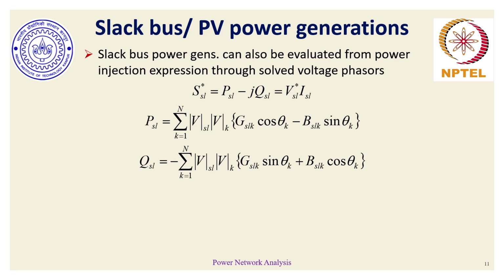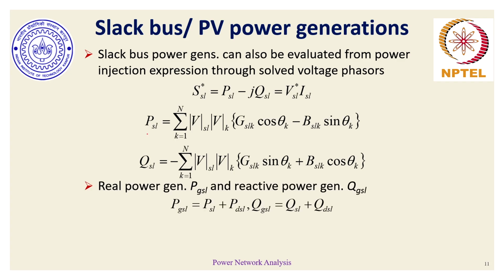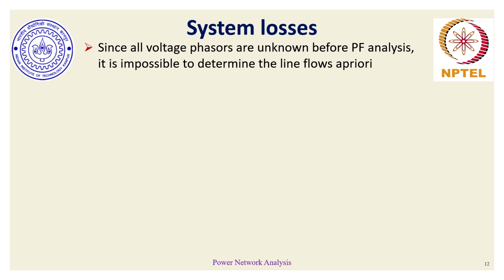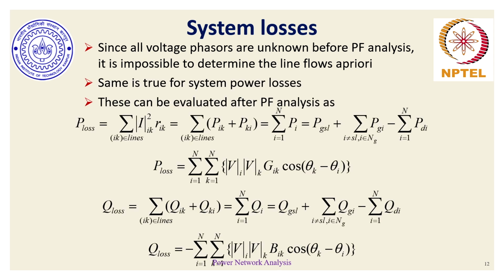On similar lines, slack bus power generations can also be evaluated given that everything is now known. So, we can find the corresponding real power and reactive power slack generations. These are the injections, and then every injection should be equal to the generation minus demand. So, we can alternatively make use of generation values to find the corresponding generation at the slack bus generators. Similarly, we can also find the corresponding currents through every such line, using which we can find the corresponding I square R loss, which can be found at every line, which when added gives us the system loss.